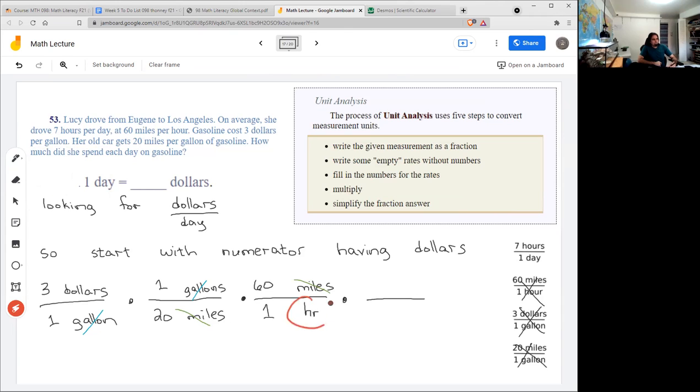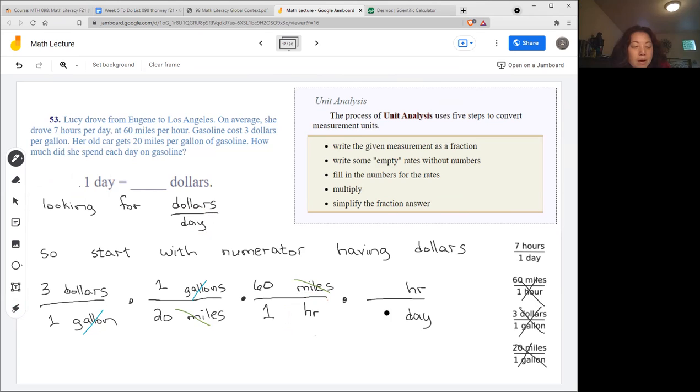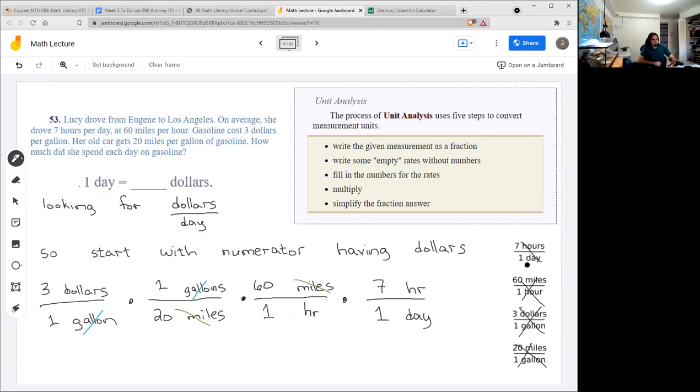I have hours in the bottom. I don't want hours in the bottom. I want day in the bottom. So let's get rid of hours. Can I go from hours to day? 7 hours a day. Yes, she drives 7 hours per day.